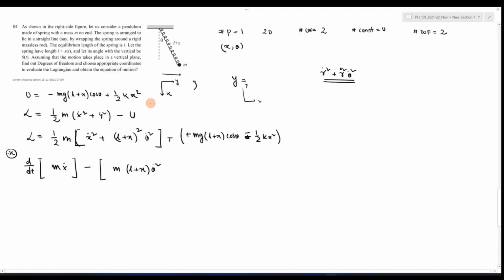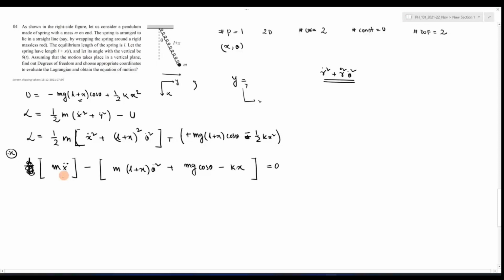I think I have made some mistake? No, it's fine. Plus mg cos theta minus kx is equal to 0. So the first equation is done. Now you simplify this: d/dt of m x dot will become m x double dot. Okay, that's it. Your first equation is done.